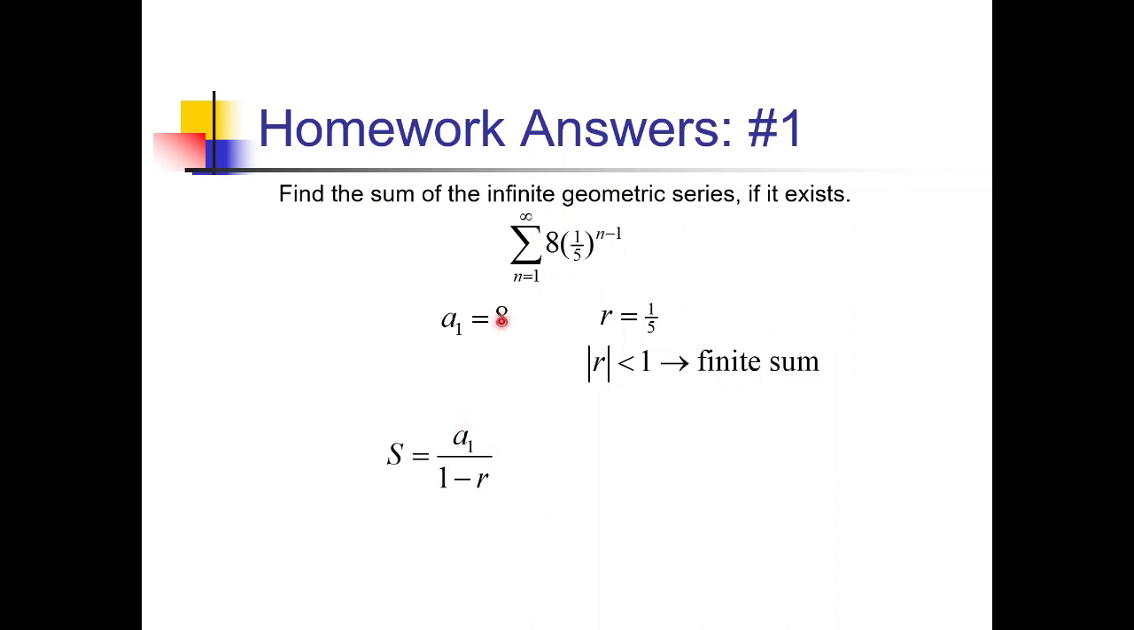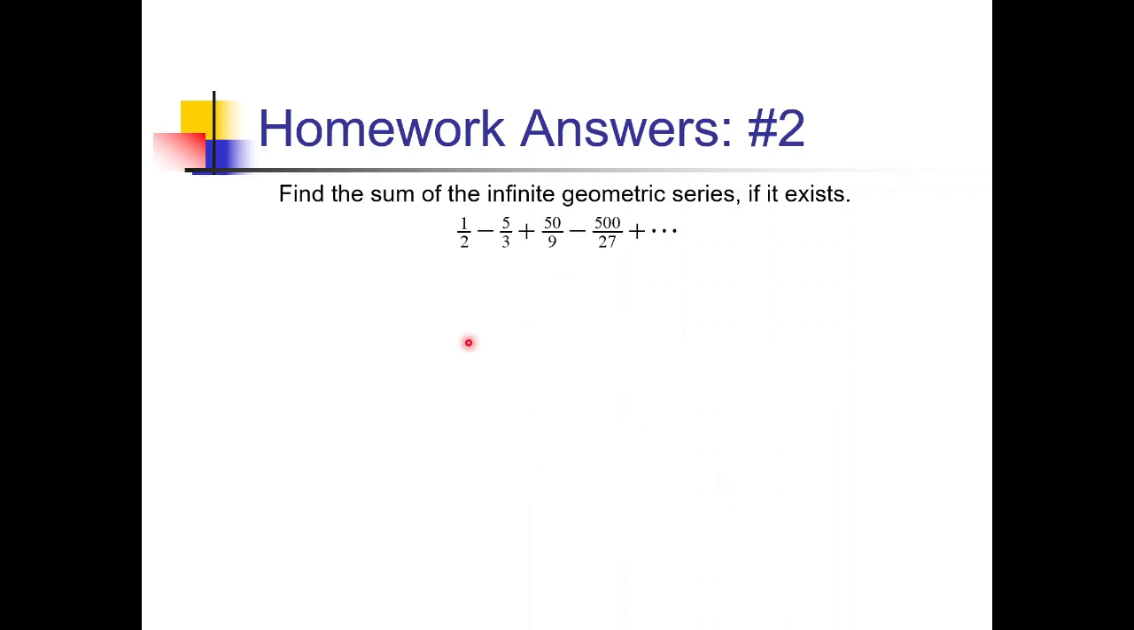a1 is 8. R is 1/5, so we have 8 over 1 minus 1/5. That's going to be 8 over 4/5. And then if I same change flip this, I've got 8 times 5/4. 8 times 5 is 40, divided by 4 gives us 10.